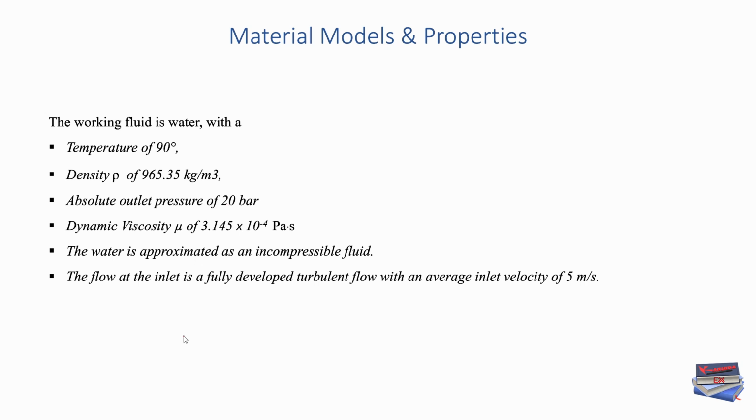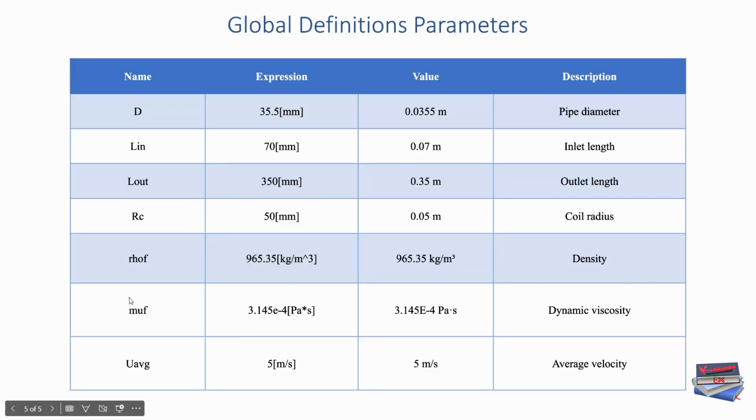We need to also consider that the water is approximated as an incompressible fluid, and the flow at the inlet is a fully developed turbulent flow with an average inlet velocity of 5 meters per second. Here are our global definitions. I'll provide these in a CSV file as well as a text file, which we can insert directly into COMSOL.